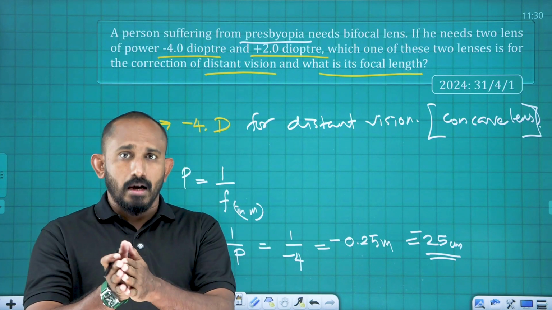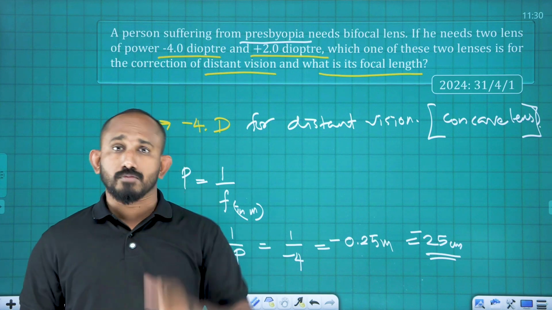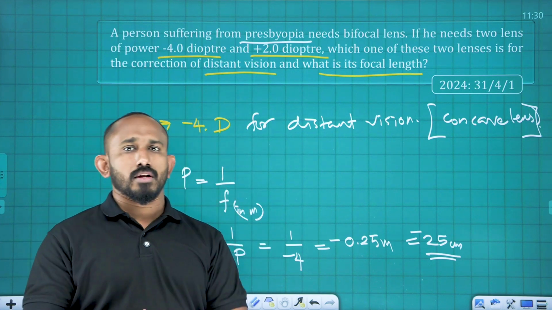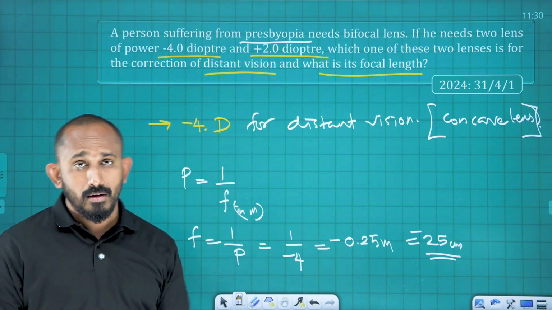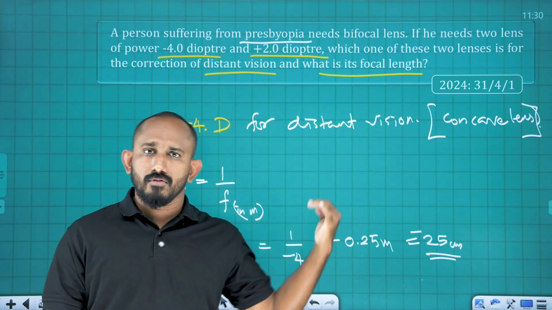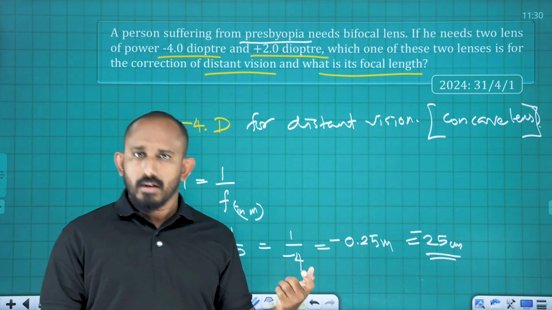So hypermetropia and myopia both together we call presbyopia. So how to clear distant vision and near vision also? For near vision he needs +2 diopter. For distant vision he needs -4 diopter. Then we found the focal length also. Next question, let's see.